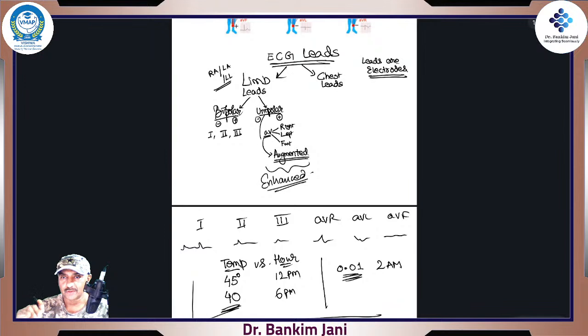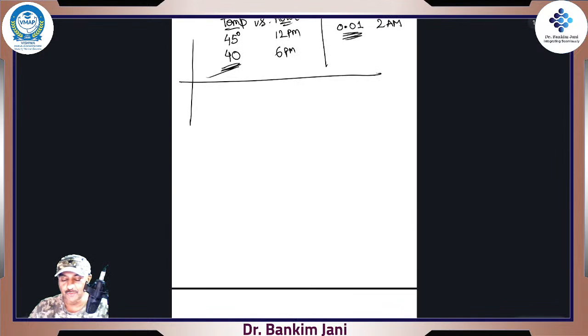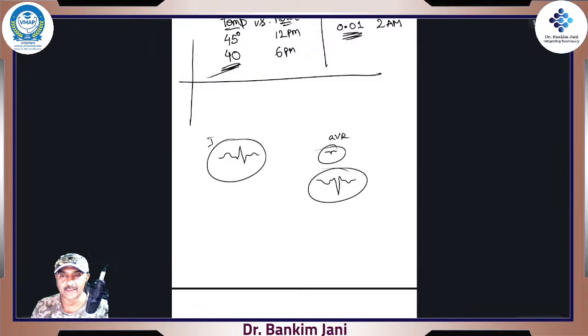Yes, it is like an amplifier. If we don't do this, our lead one will show a beautiful ECG like this, and our AVR would show something tiny and scribbly like this, which would be difficult to even figure out. But if we enhance it, we find, okay, yes, it is like this. This is good, we can see it. So that's where the augmented part is needed, because the current itself is very low.